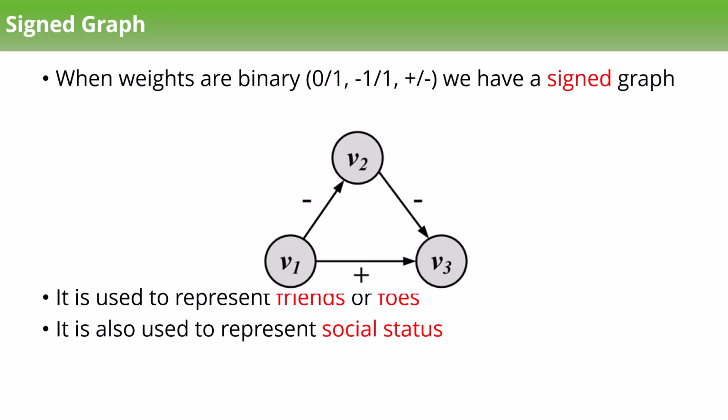So the next one is the signed graph. Sometimes relationships are positive or negative. Instead of storing large weights, we simply use +1 and -1. The examples include Facebook: friend plus, enemy minus. In politics, supporters are plus, opponents are minus. This type of graph helps us study social behavior and conflicts.